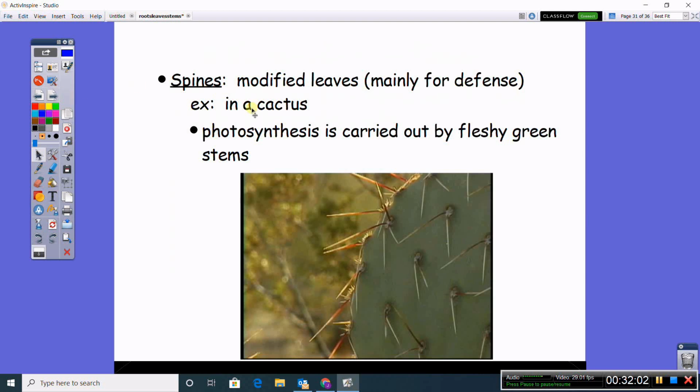Okay, spines. We talked about spines with thorns and prickles a few minutes ago. Spines are modified leaves. They are mainly for defense. So you think, okay, well, if I'm looking at a cactus and this is its spine, then what is the big green part? Well, the big green part is the stem, and that's what carries out photosynthesis in the cactus, is the fleshy green stems. Again, if I go too fast, just pause it.